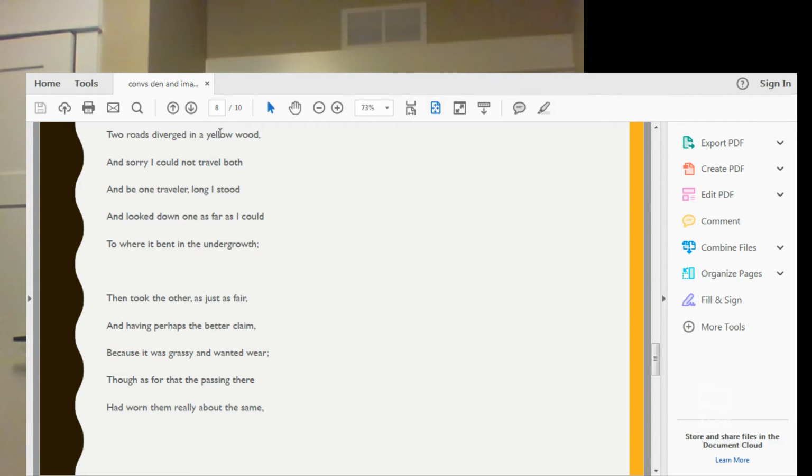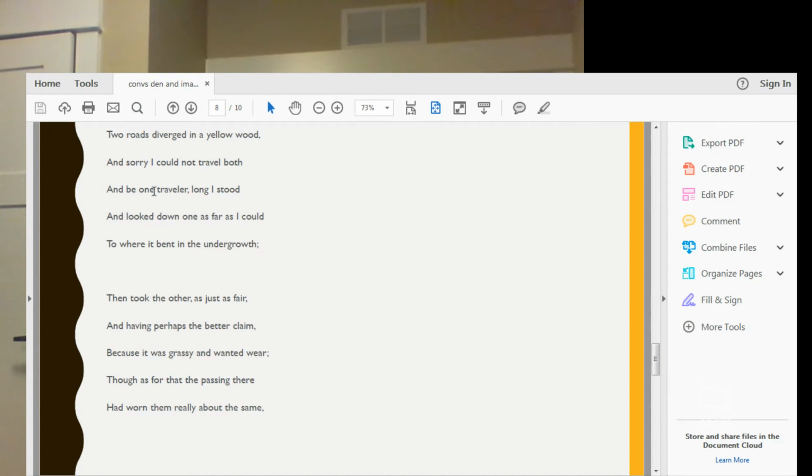That kind of brings to mind, oh my gosh, this is really impactful. Okay, there's a fork in the road, yellow wood, right in the middle of the road, and the season's changing. It's about to be fall, and I'm sorry I could not travel both. So this guy is sorry he can't travel both roads. Again, that should be imagery, reiterating the first line. And be one traveler, long I stood.